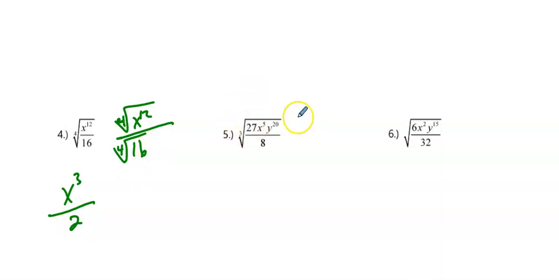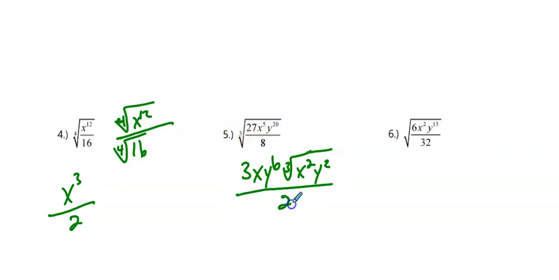Cube root 27 is 3. 3 can go into 5 once, so we can pull 1 x, but we're going to keep that cube root of x squared because there are 2 left over. And 3 can go into 20 6 times with 2 left over, so we're going to keep the y squared under the radical. Now the cube root of 8 being 2, so we only have 2 in the denominator.